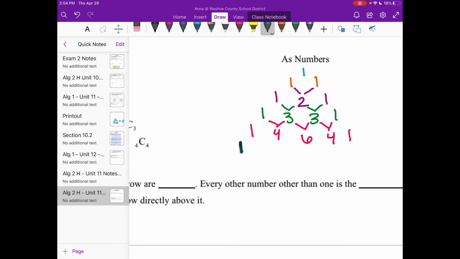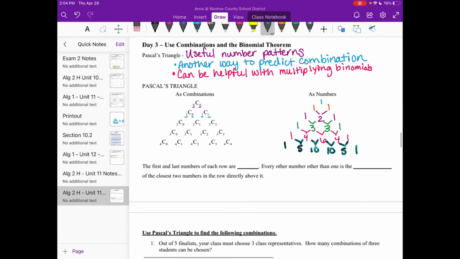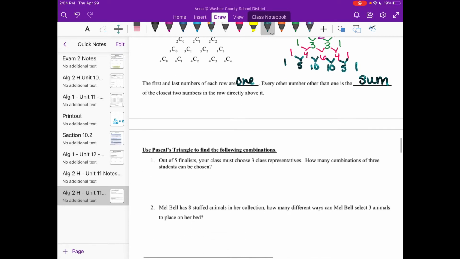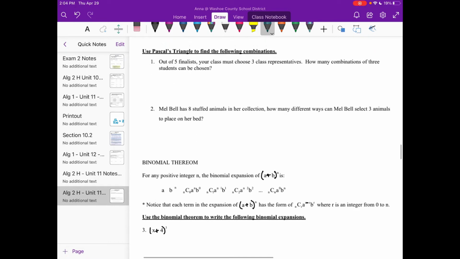And I'm just going to go up to row 5 because you can go as far as you want, but 5 is kind of the sweet spot. So 5, 10, 10, not 5, my bad, 10, 5 and end in a 1. Okay, so like I just said, the first and last numbers of the row are 1, and then every other number is the sum of the numbers that are directly above it. So there you have it. We're going to build our Pascal's triangle to do the combinations.